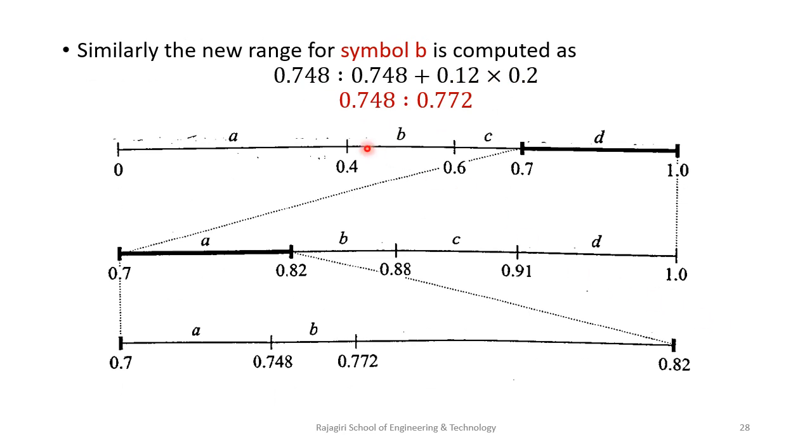Similarly, the new subrange for the symbol B is computed as the lower limit 0.748 to the upper limit. The upper limit is calculated as the lower limit 0.748 plus D, which is the range 0.12, times the probability of symbol B, which is 0.2. So we get the subrange of B as from 0.748 to 0.772.